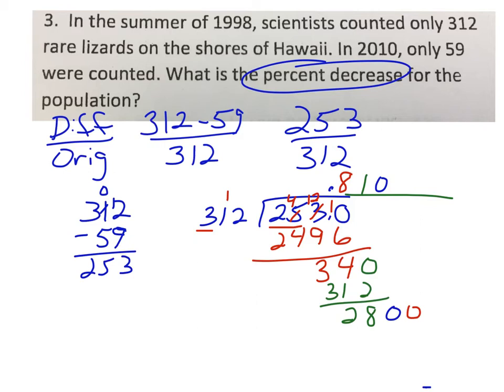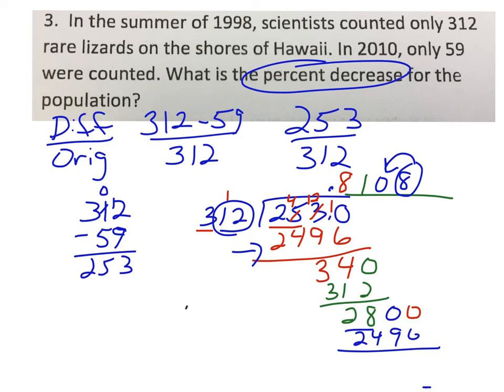3 goes into 28 9 times. But let's check it, because this isn't going to work, it's going to make it too much. So let's make it an 8, and that would be 24, 96 again, because that was our 8 when we multiplied. We could use it. And our remainder would then be less than that. So we do know that this is going to make that increase. So we could go ahead and just name it and solve it. And that is 81.1% decrease.